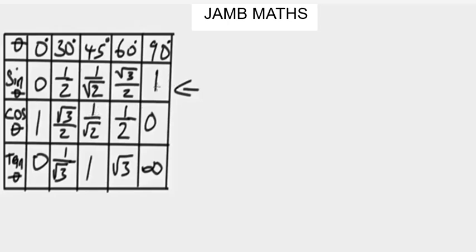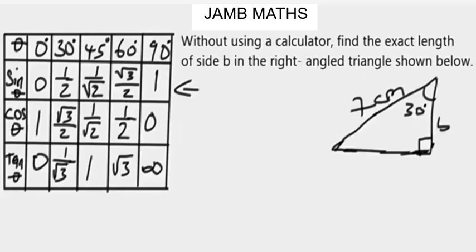Having known this, let's use a practice math question to figure out how to use these special trigonometry angles to solve problems on such right angle triangles. Let's get the question. Now let's look at this question. It says, without using a calculator, find the exact length of side B in the right angle triangle shown below.